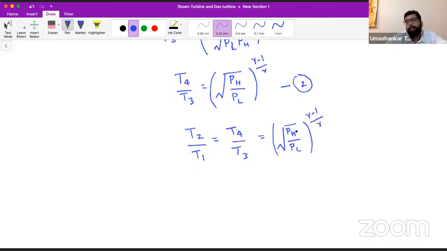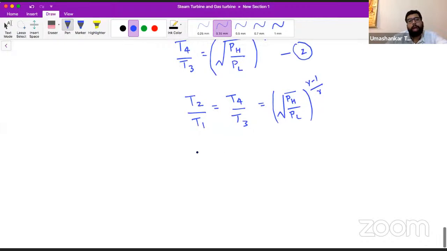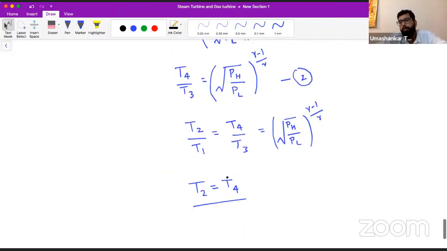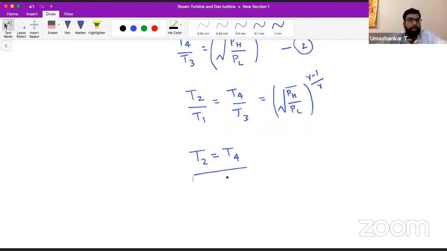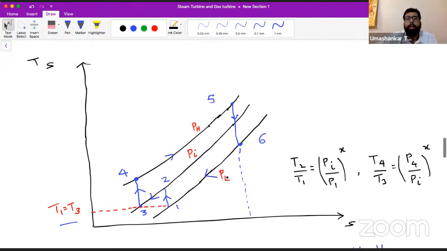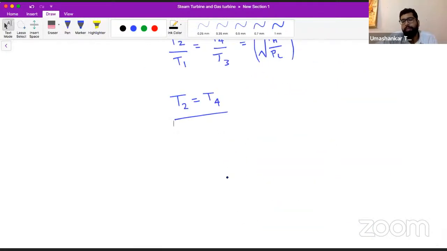Sometimes these relations can be asked directly, so you know how to derive it. As we know, in case of perfect intercooling, T1 is equal to T3, so we can also say that T2 is equal to T4. As you were saying, we do not have to memorize it, but we can come to it. Also, keep this factor of safety: whenever they say intercooling, do not consider it perfect intercooling unless they say it. So we have T2 is equal to T4.